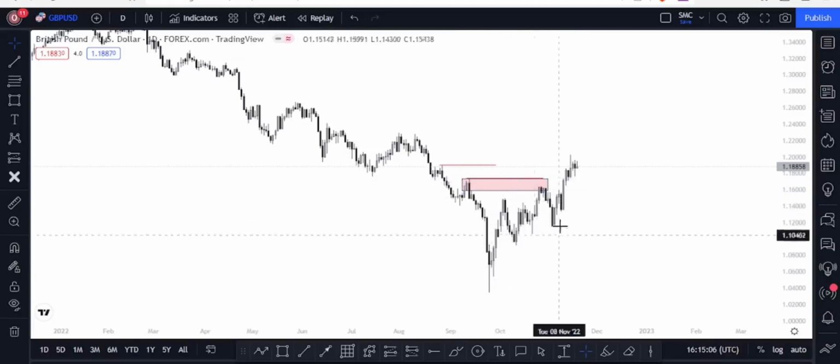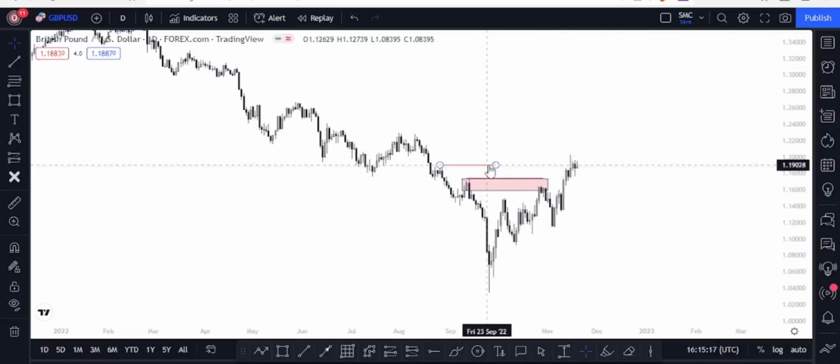Whereas the original intention of the institutions is to move price higher. As you can see, price moved down a bit and then went up to take all the traders out of this place. The same thing happened here. Why? Liquidity rests above these highs. I want you to understand that.